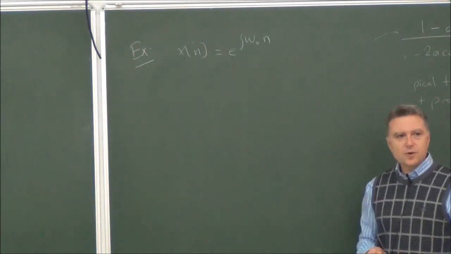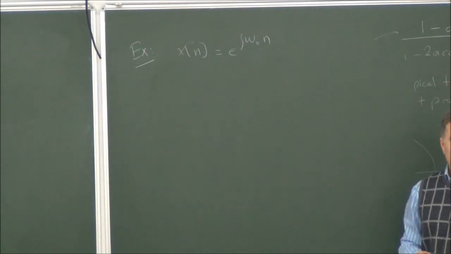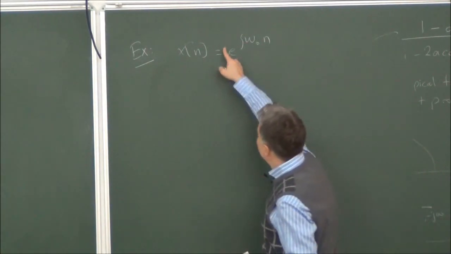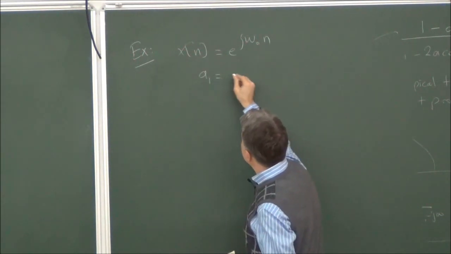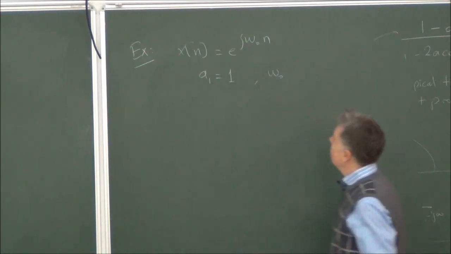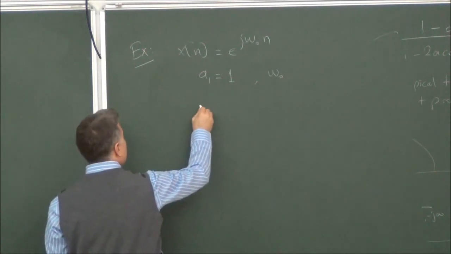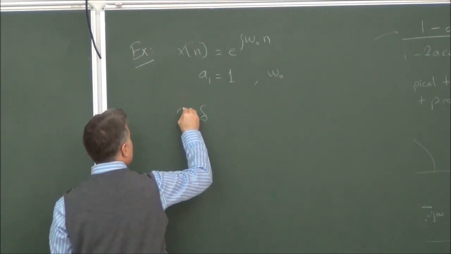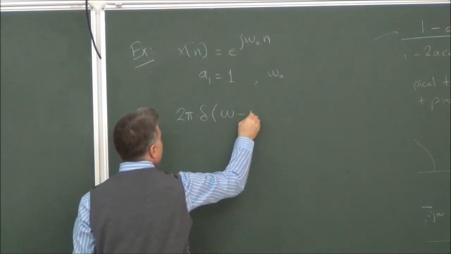How many Fourier series coefficients are there? One. That is 1 times this, nothing else. So there is only a1 equal to 1, and the frequency is at omega 0, whatever that omega 0 is. So where is the impulse? It is 2 pi times 1 times delta of omega minus omega 0.